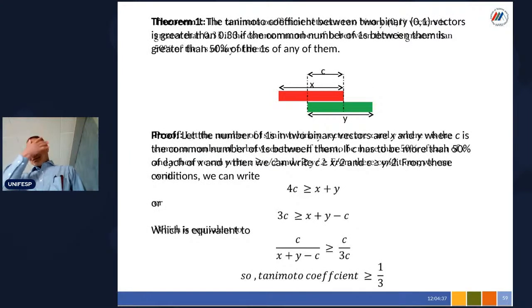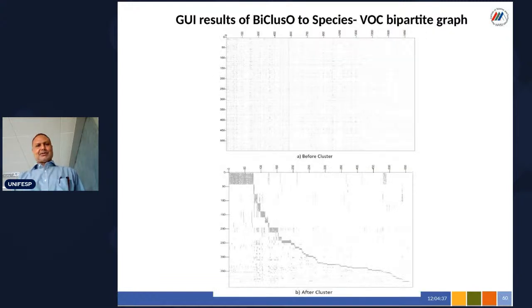Anyway, we also tried to present a theorem in our paper. This is concerning the Tanimoto coefficient, so it's maybe not interesting to you. As you can see here, before clustering, the data is very random. All dots are species versus VOC relations. But after clustering, we could systemize. We could find some big clusters and also many small clusters in the data.